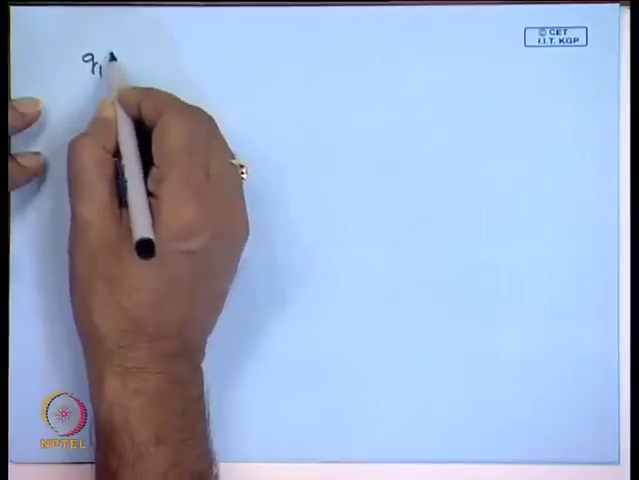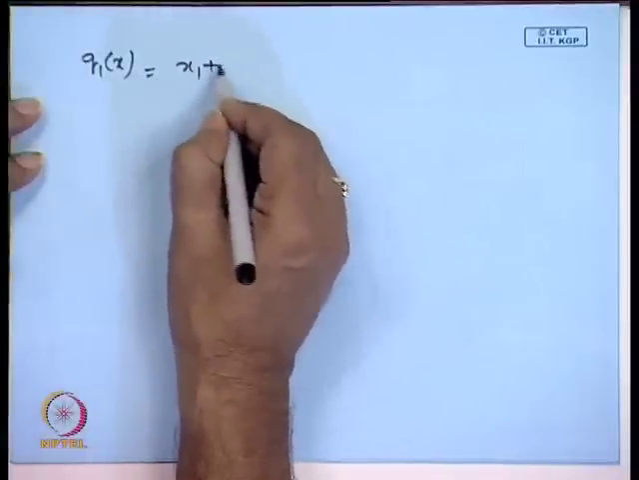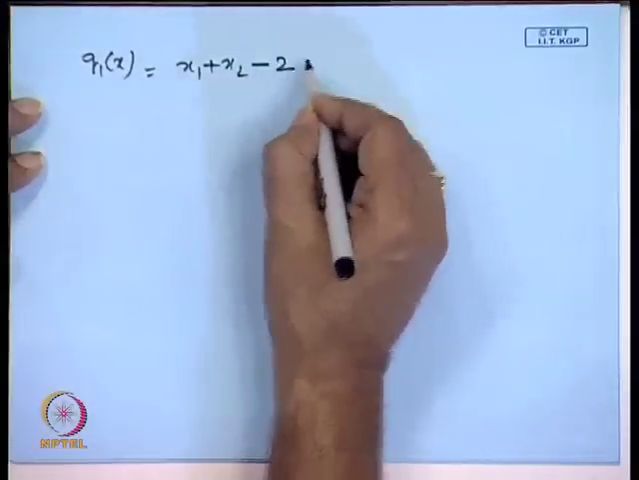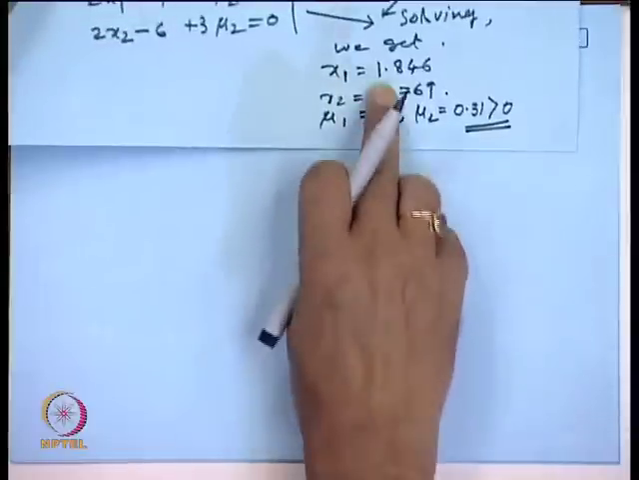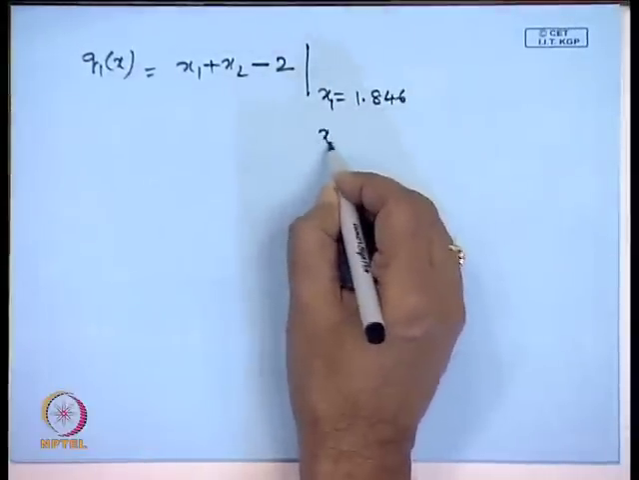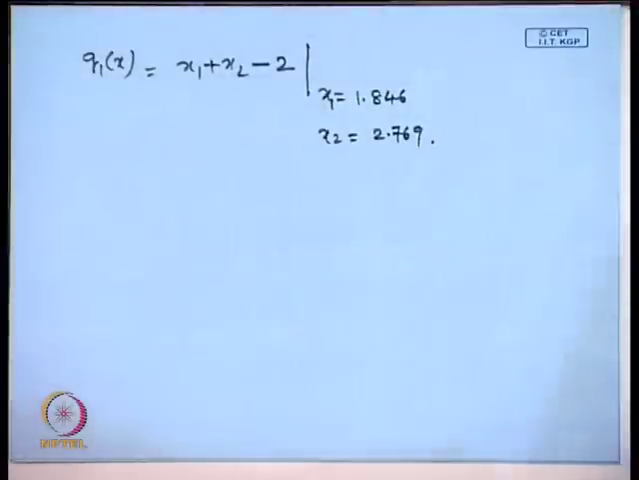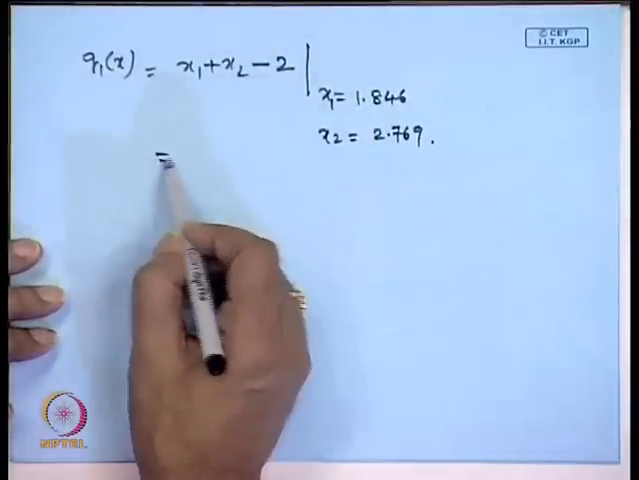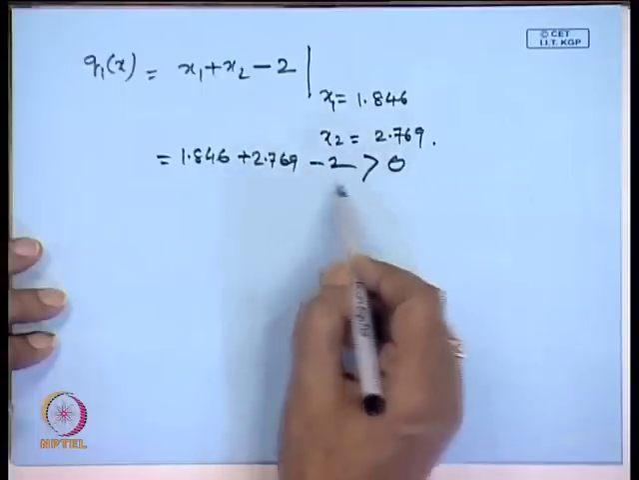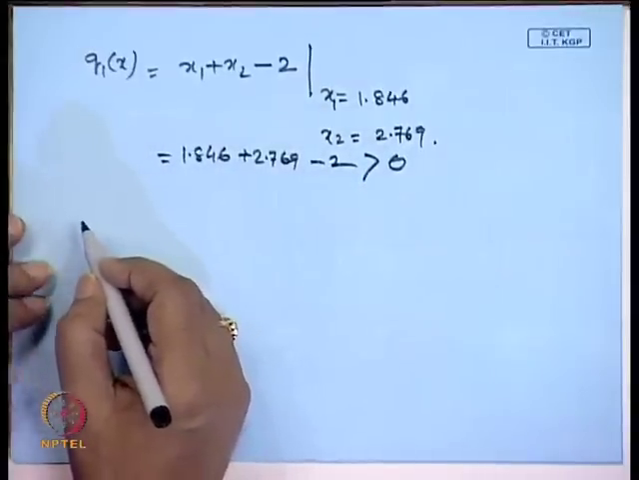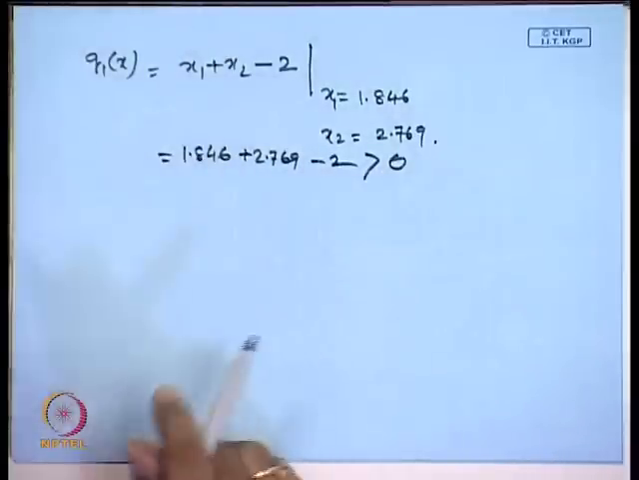So, let us check the feasibility conditions. Our feasibility condition is that g 1 must be less than 0, this must be satisfied. What is g 1 of x? g 1 of x is x 1 plus x 2 minus 2, I think. So, put the values we got: x 1 is 1.846, x 2 is 2.769. If you put this, g 1 does not satisfy. It is 1.846 plus 2.769 minus 2, which is greater than 0, agree? So, it does not satisfy our constraints. This must be less than 0.